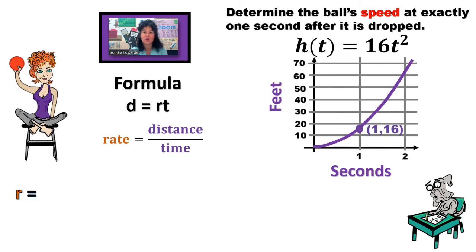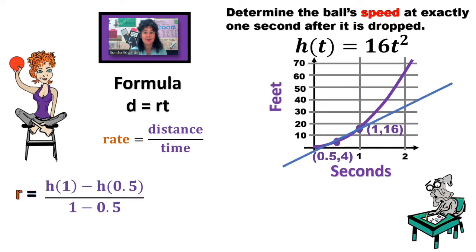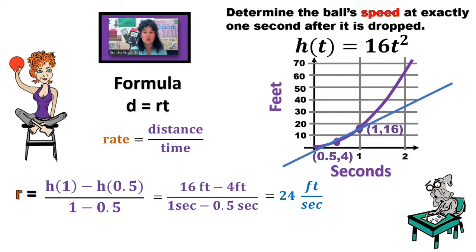Let's start with that same coordinate, (1, 16). We're always starting with 1 because we're trying to figure this out at 1 second. But instead of picking a point over here, let's pick a point closer to (1, 16). So if I substitute in a half a second, 16 times a half squared is 4. Let's calculate the slope of that secant line again. And we end up getting 24 feet per second.